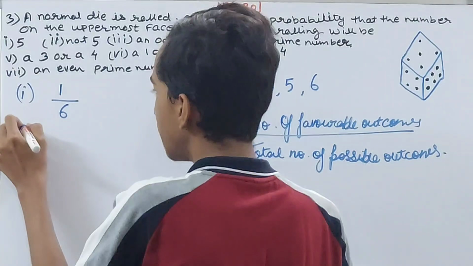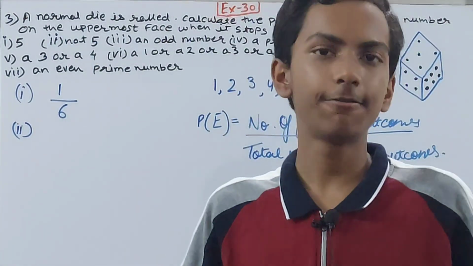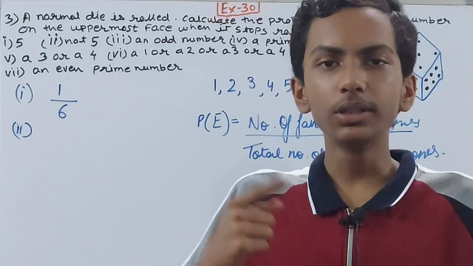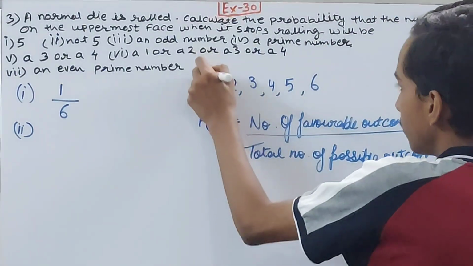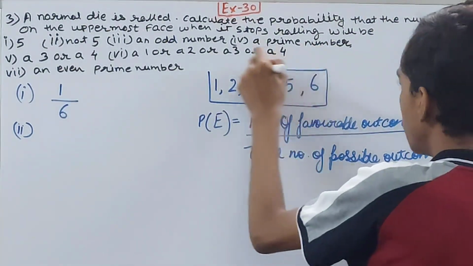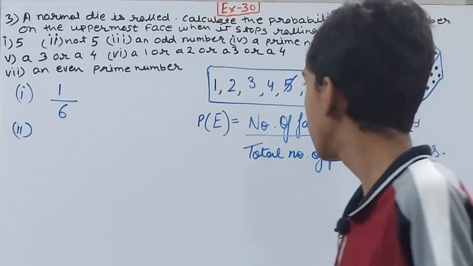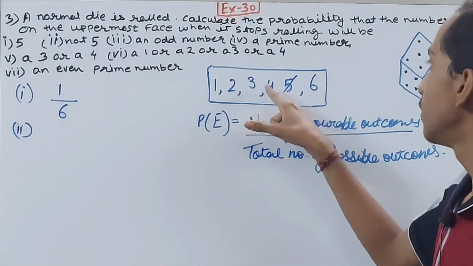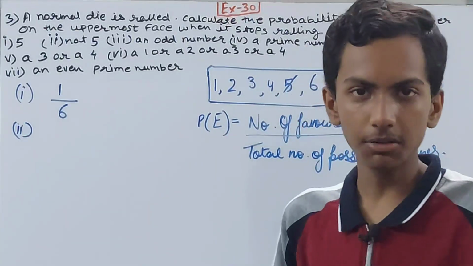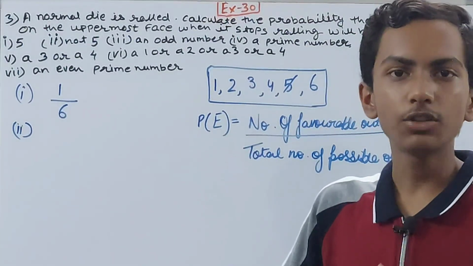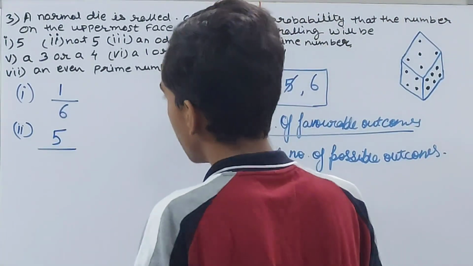Then you have the probability of not getting a 5, right? This time we have the probability of not getting a 5. What does that mean? When I roll the die, I should get any other number but not 5, okay? So out of all these 6 numbers, if I remove 5, what is the favorable outcome? 1, 2, 3, 4 and then 6. There are only 5 favorable outcomes because one number, which is 5, is already removed. We cannot get 5, right? So 5 is the number of favorable outcomes.